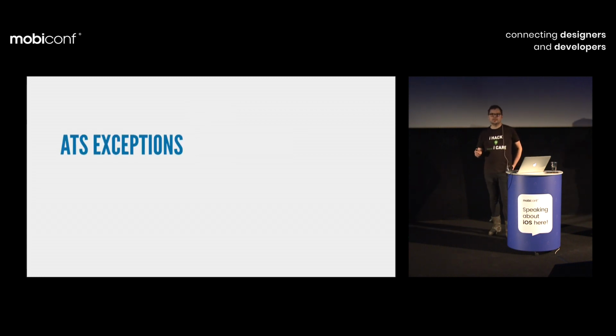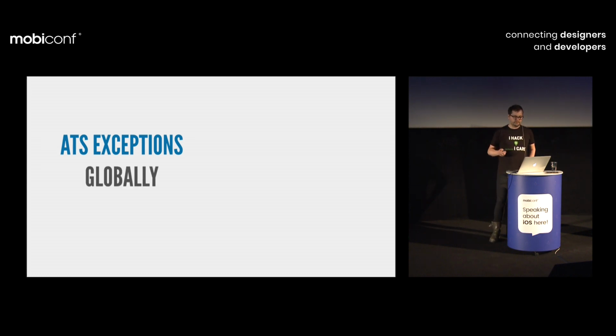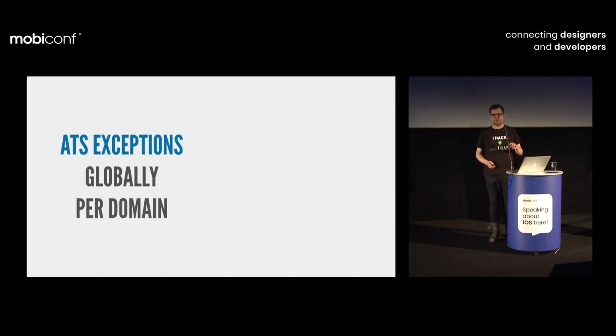In case you are dealing with legacy systems, you can add some exceptions to ATS. For example, you can add the exception globally in the app, or you can add exceptions for specific domains you are communicating with. For example, you have to, I don't know, download weather charts from some government agency, and they have not yet implemented HTTPS. But you should know that Apple will probably start asking questions if you want to disable ATS globally or in parts.